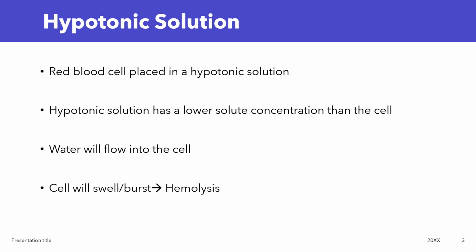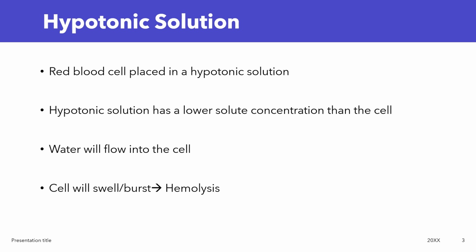Now let's talk about hypotonic solution. So a hypotonic solution has a lower solute concentration than the cell. So if you place a red blood cell in a hypotonic solution, what will happen? The flow of water will go from the solution into the cell. So think about it. Why is that? Because the solution has a lower solute concentration. So the water will go inside of the cell.